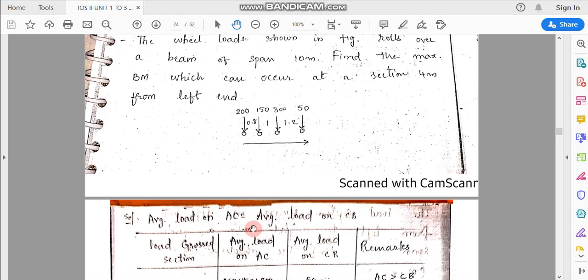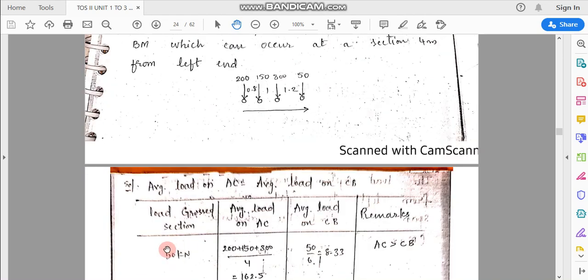Okay, so this is how we calculate our maximum bending moment at a section in case of multiple point loads. In the previous case we have seen maximum bending moment with the help of UDL, but in this case we are calculating maximum bending moment when there are multiple point loads. Okay.